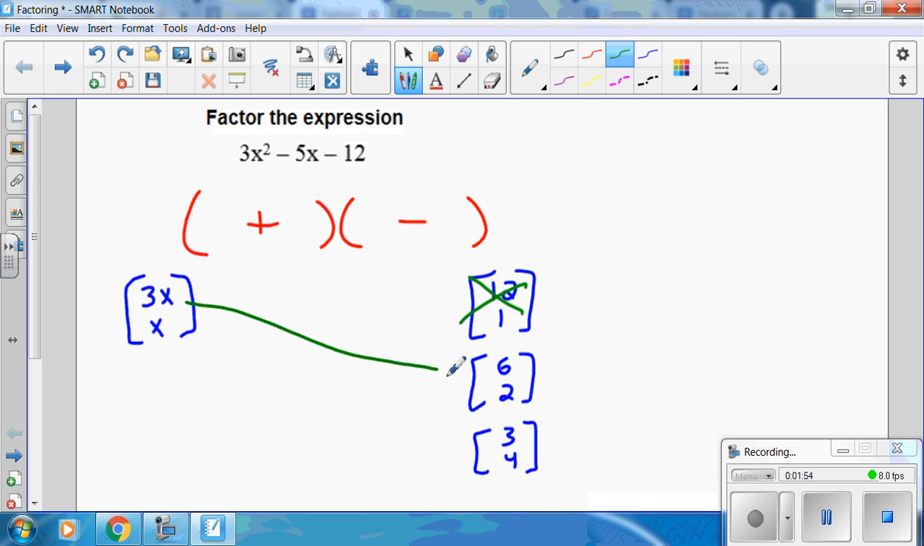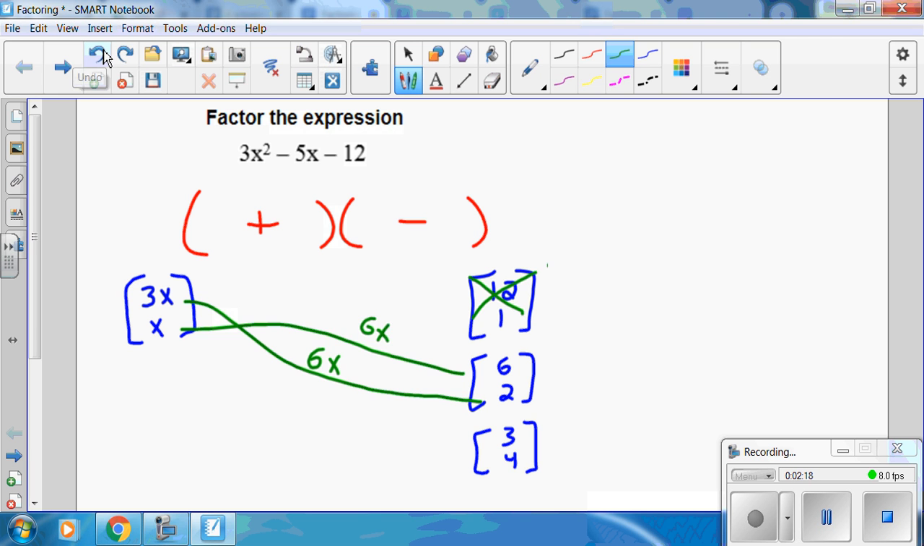So now 3 times 6, that's 18x. 1 times 2, that's 2x. That does not have a difference of 5. So now we're going to switch it. Take 3 times 2, which is 6x. And then x times 6, that's also 6x. That does not have a difference of 5. So that doesn't work.